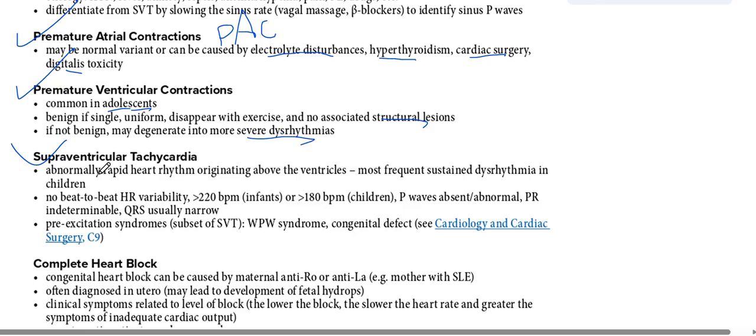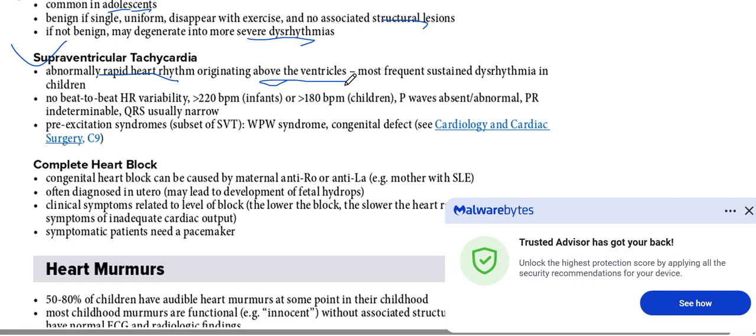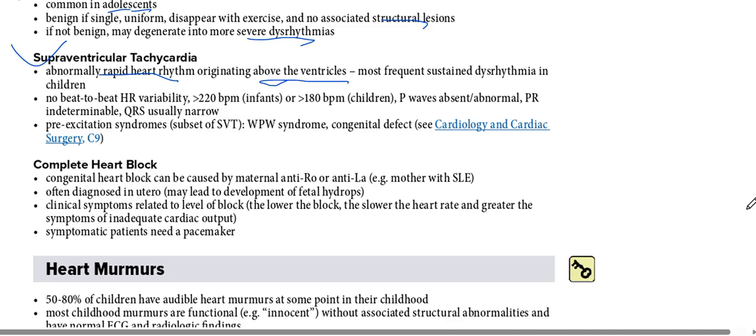SVT is an abnormally rapid heart rhythm originating above the ventricles, a dysrhythmia in children, with no beat to beat heart rate variability. Pre-excitation syndromes like Wolff-Parkinson-White and congenital heart defect are causes. SVT basically originates above the ventricles. No beat to beat heart rate variability.